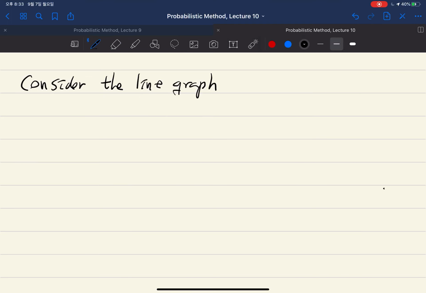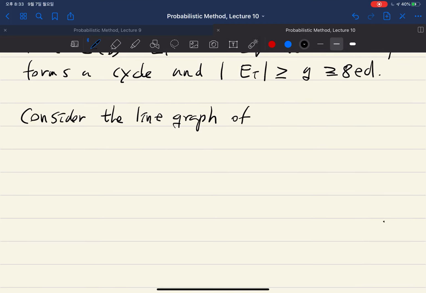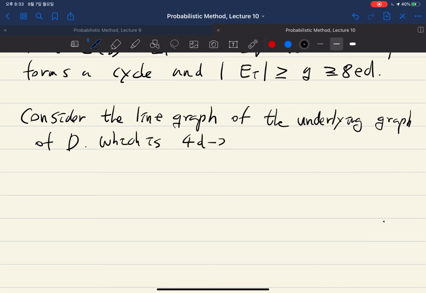Anyway, you consider the line graph of the underlying graph of D. Here, the underlying graph of a digraph is what you get when you take all the edges and forget the orientation. Then you get an undirected graph. That's called the underlying graph. And this is 4D minus 2 regular. It's not difficult to actually check.